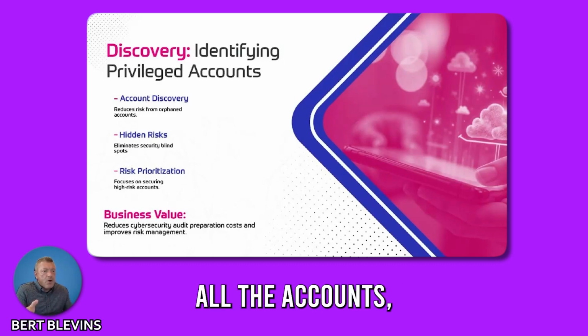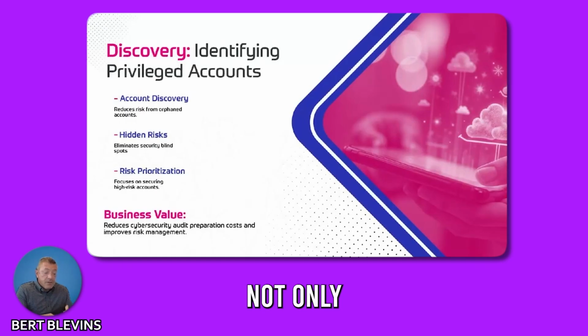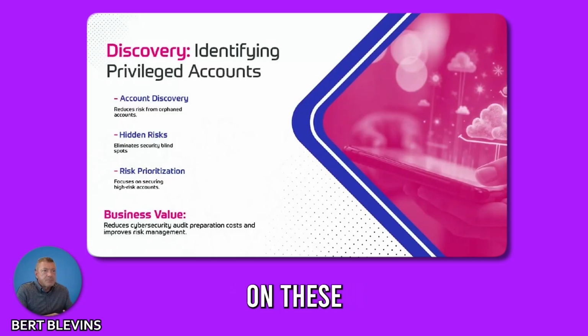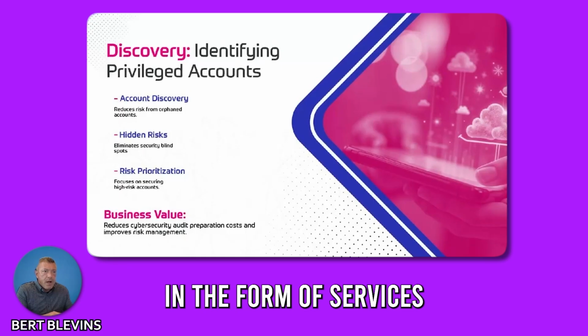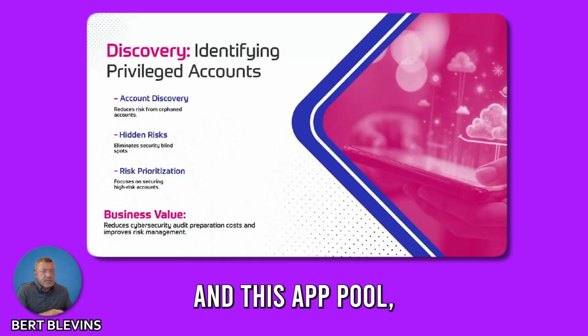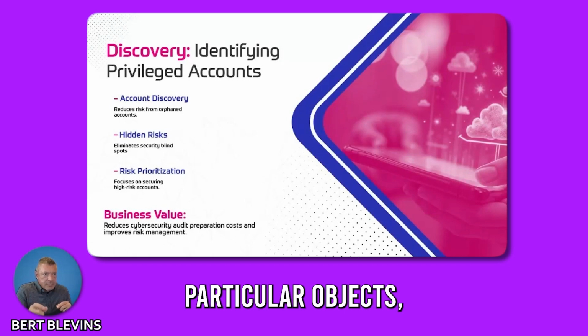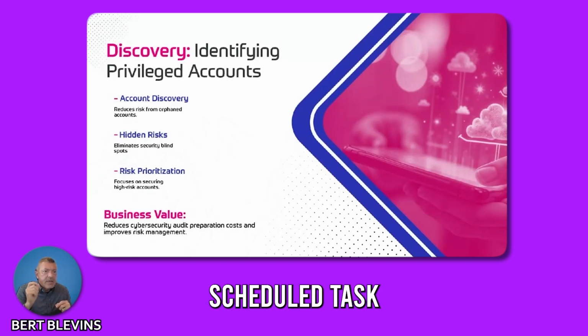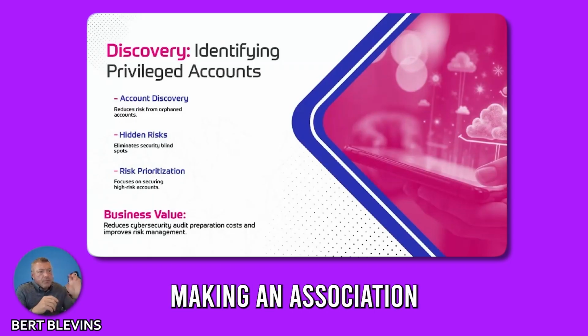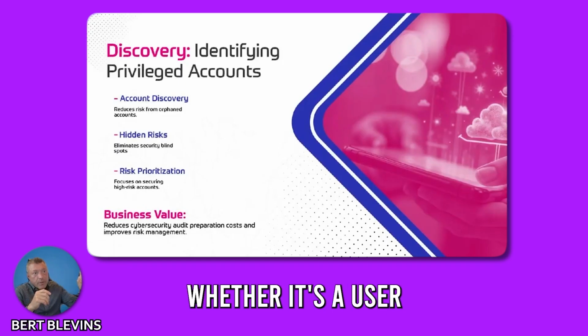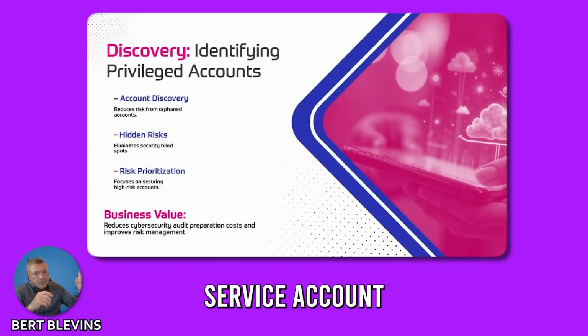We're going to say, bring me back all the accounts, not only the directory accounts that are not tied to anything, but bring me back all my service accounts, all my local computer accounts, local admin accounts, in other words, that exist on these particular servers, and bring them back in the form of services running on a server, a scheduled task, an IIS app pool. Show me what I have here and what identities are tethered to those particular objects. There's more, but we're making an association between that particular object, that user object, whether it's a user or a service account and so forth.